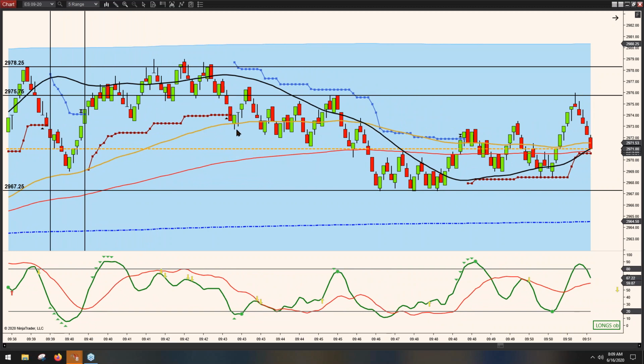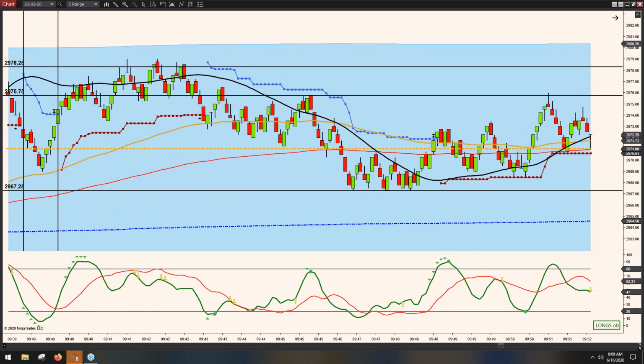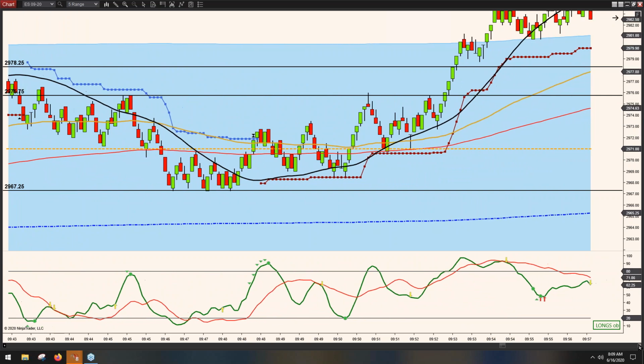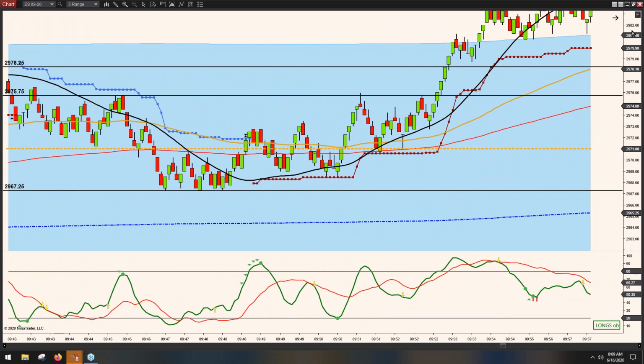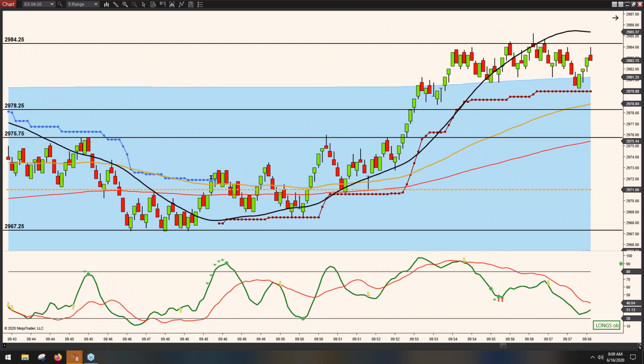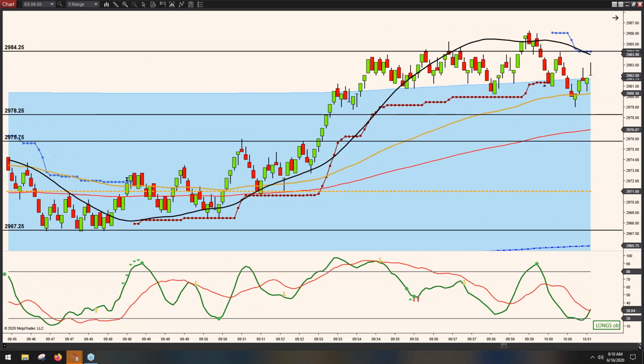Here, the short, getting below the super trend, not really interested because we're still in that support area here. So the first trade that I took on ES was a little further back. We had news at 10, so I won't trade into news reports. It's just a personal preference.